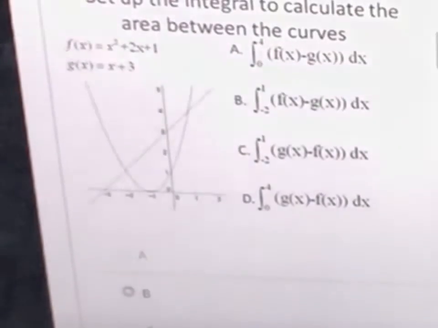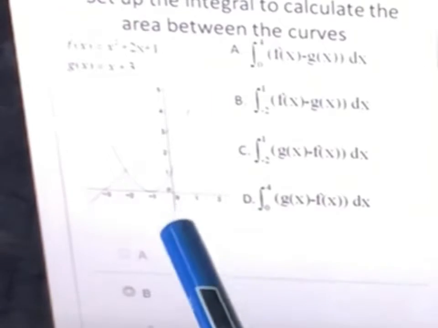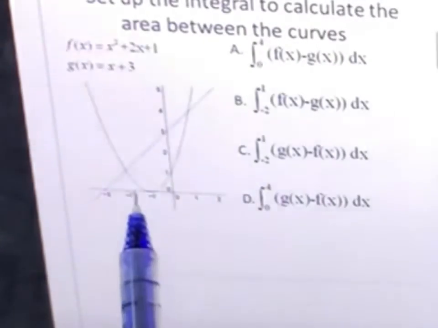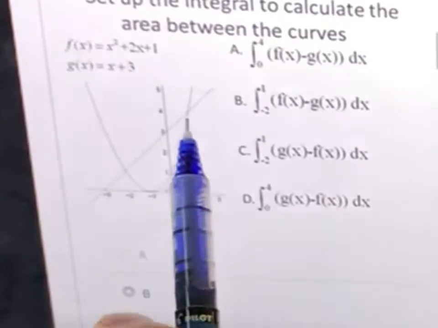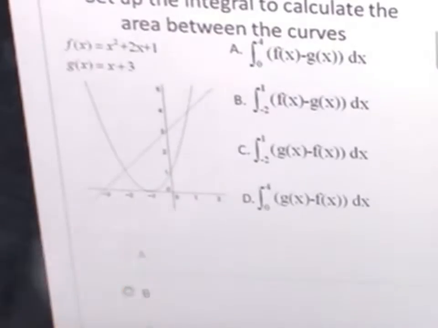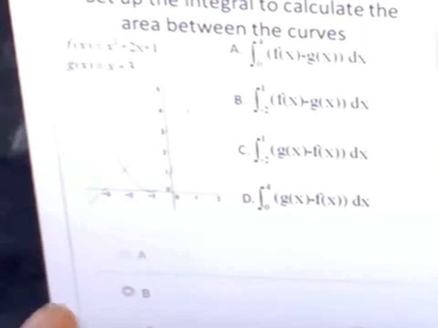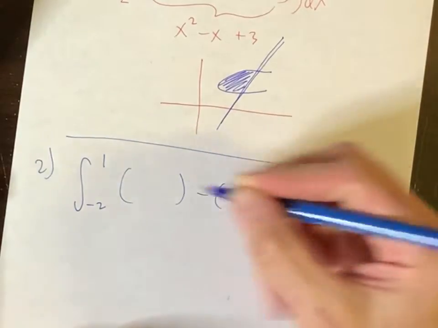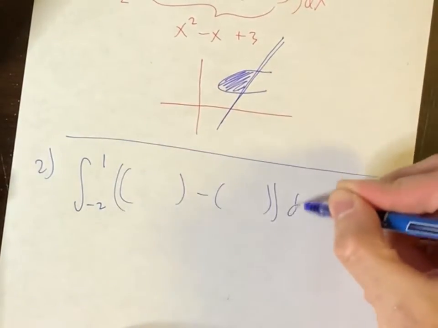Now for number two, let's see. If you look at the graph there, and if it's blurry on the video, you can just pull it up on your phone, of course. But that to me, again, looks like a top minus bottom. And the cutoffs are going to be this x coordinate to that x coordinate. The left x coordinate would be -2, so that's the lower limit, and then the other one would be 1. So you want to use the points of intersection of the two graphs, and then use the upper equation minus the bottom equation. So top minus bottom, in parentheses, dx.